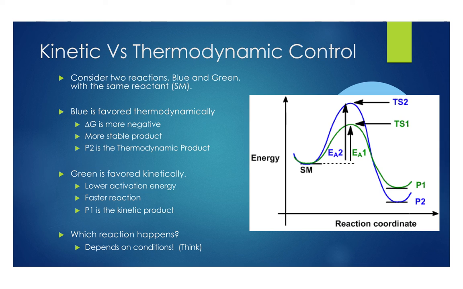So blue is favored thermodynamically. Delta G is more negative, delta H is more negative. We have the more stable product, with lower energy, P2. So P2 is what we call the thermodynamic product. It's the one that's favored thermodynamically. Green, again, is favored kinetically. It has the lower activation energy, which means it's a faster reaction. So it is the kinetic product.